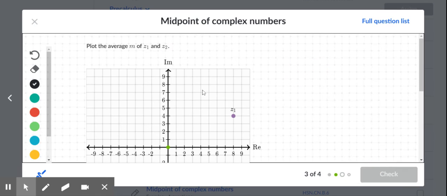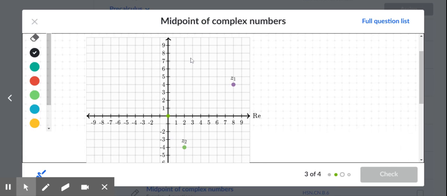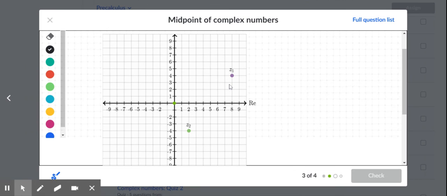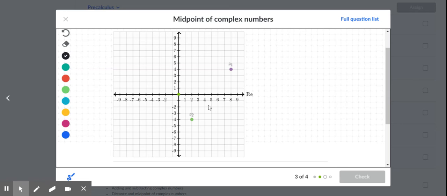Let's do one more of these. It says plot the average M of Z1 and Z2. It's the same thing. Find the midpoint. It's the same thing. Find the average. So take a look at Z1. Z1 has the coordinates 8, 4. Z2 has the coordinates 2, -4.